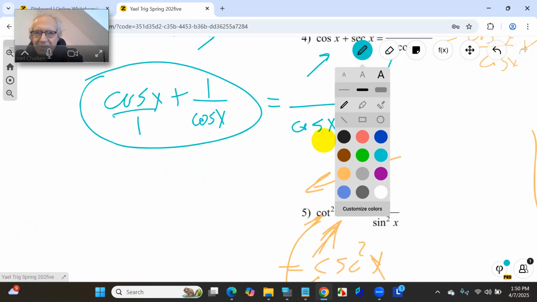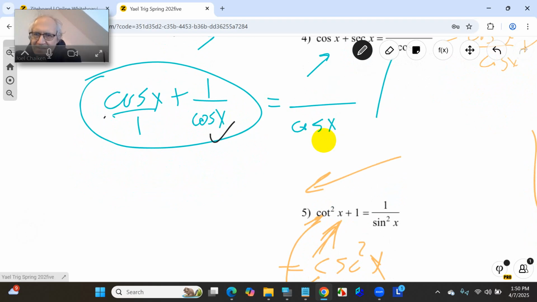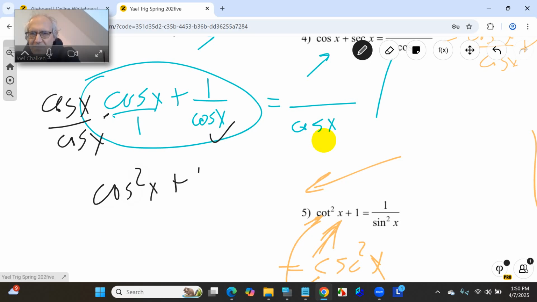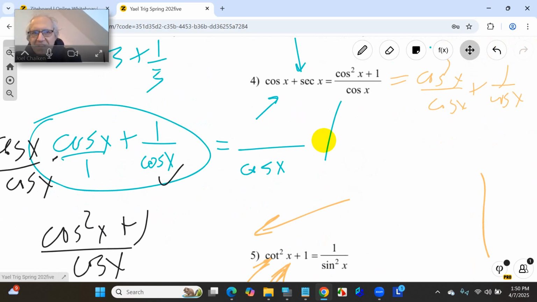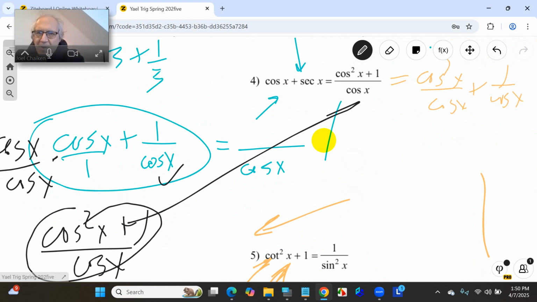So you already have it here. That's cool. But this one doesn't. So this one you have to multiply by cosine of x over cosine of x. So that gets you cosine of x squared plus 1 over cosine of x. Well, look at that. We're done. See that? So this requires you to know how to add fractions.